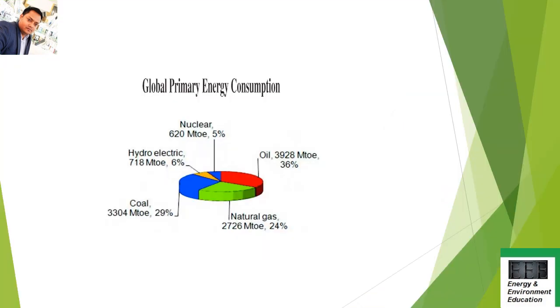Global primary energy consumption. If you see the chart here, coal is 3304 million tons of oil equivalent, 29% is coal, then you have hydroelectricity, nuclear, oil, natural gas. So this pie chart is also important. They may ask you percentage-wise also: how much is the coal percent, how much is the nuclear percent, how much is the natural gas percent, etc. That's why I highlighted it here. Please remember the figures. This may come in the exam in different ways, friends.